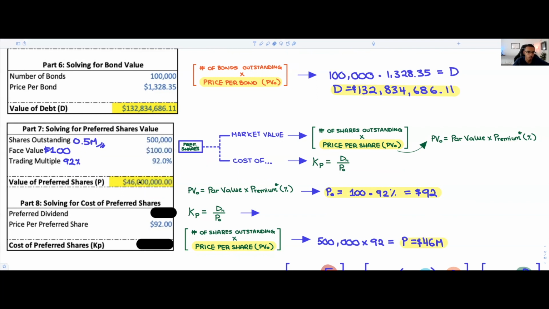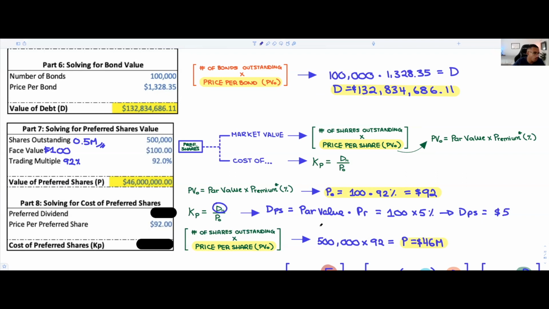And then we're able to get our value of preferred shares of 46 million. Now it's a question of finding our required return on preferred shares, or the cost of issuing preferred shares. Well, we need to find DPS, and DPS is pretty straightforward because all you have to do is take your par value multiplied by your preferred rate. That's going to give you $100 times, in this question, I believe it was 5%, such that your DPS is equal to $5. Look how easy that was.